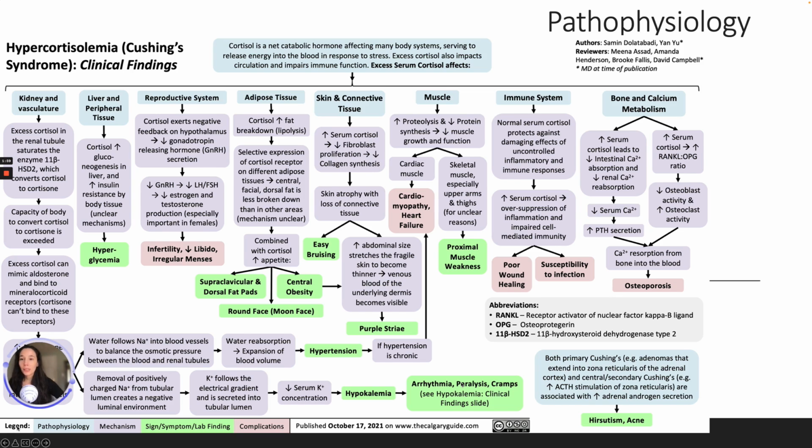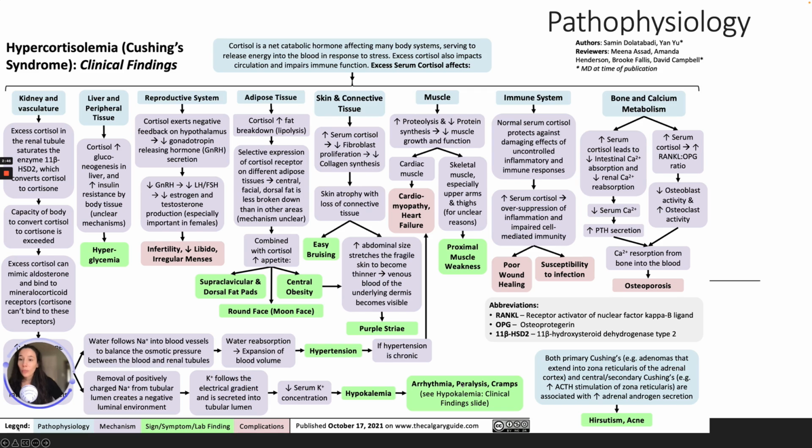So, as we can see, cortisol is a net catabolic hormone affecting many body systems, serving to release energy into the blood in response to stress. Excessive cortisol can impact circulation and impair immune function. So, cortisol in our body can affect the kidneys and vasculature, the liver and peripheral tissues, reproductive systems, adipose tissue, skin and connective tissue, muscle, immune system, and bone and calcium metabolism.